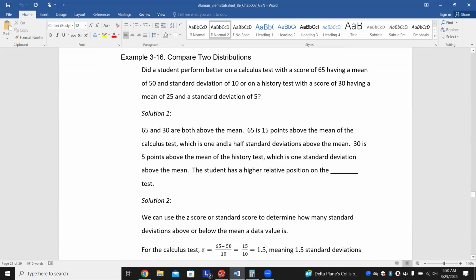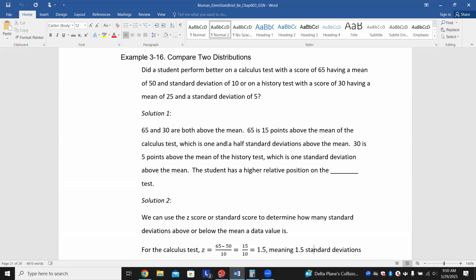So let's look at example 16. Did a student perform better on a calculus test with a score of 65, having a mean of 50 and a standard deviation of 10, or a history test with a score of 30, having a mean of 25 and a standard deviation of 5?